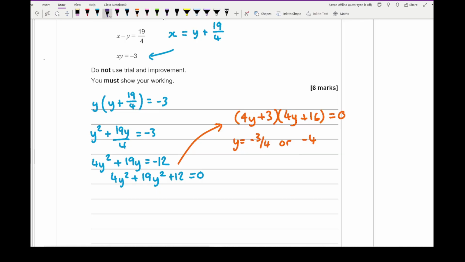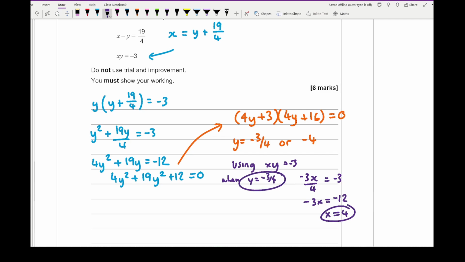So from this, using xy equals minus 3, when y is minus 3/4, we end up with minus 3x over 4 equals minus 3. So minus 3x equals minus 12. So x equals 4. So that's one set of values.